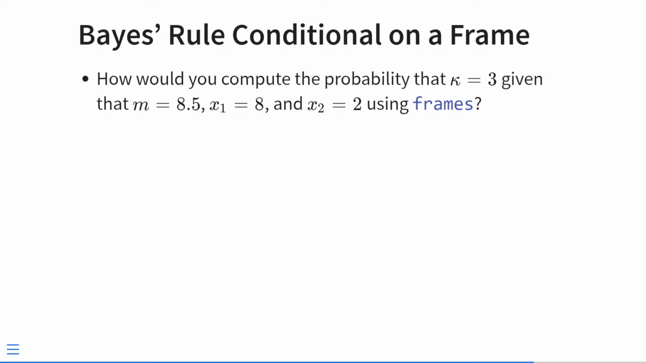It's very similar to the case where we just did, where we only conditioned on x1 being 8. Now we're conditioning on x1 being 8, and the second roll of the first frame of bowling is 2. You have the filter frames x1 equals 8, x2 equals 2, and then you have summarize prob equals mean kappa equals 3.